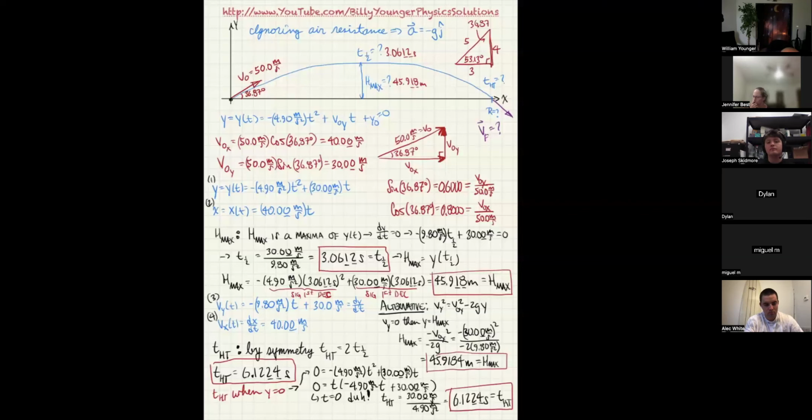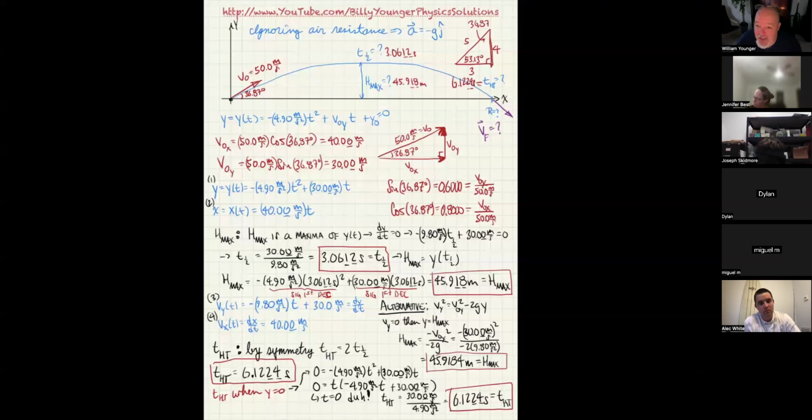Okay. So I'm now going to say 6.1224 seconds is t hang time. Anybody have any questions on that? And this is the method we use if it's not symmetrical. If it's not symmetrical, you could use this. Yeah, absolutely. Okay. Good point. I'm glad you pointed that out.